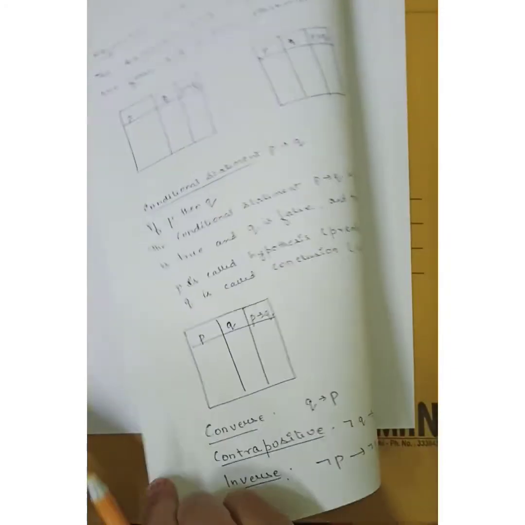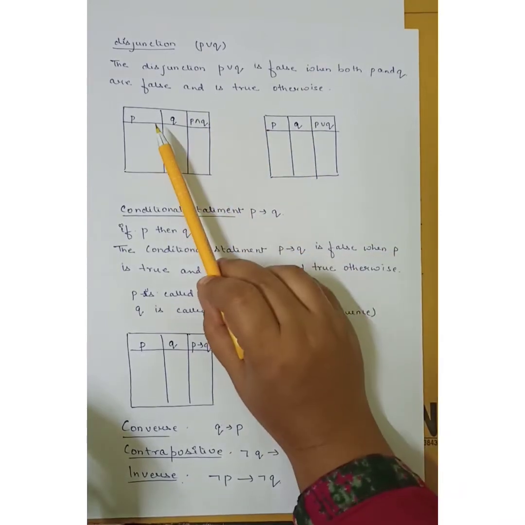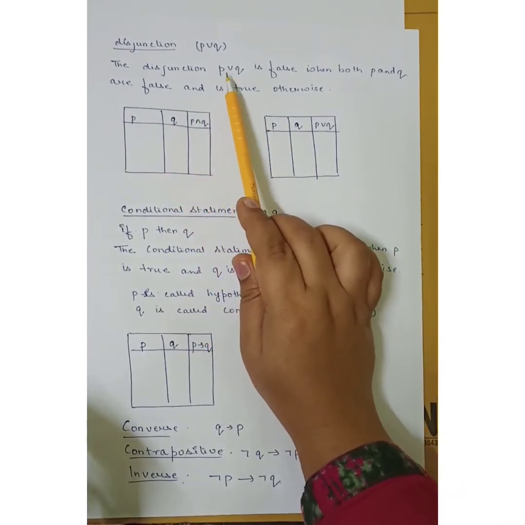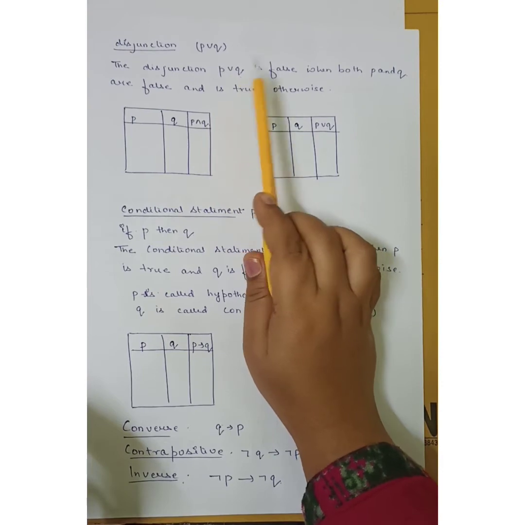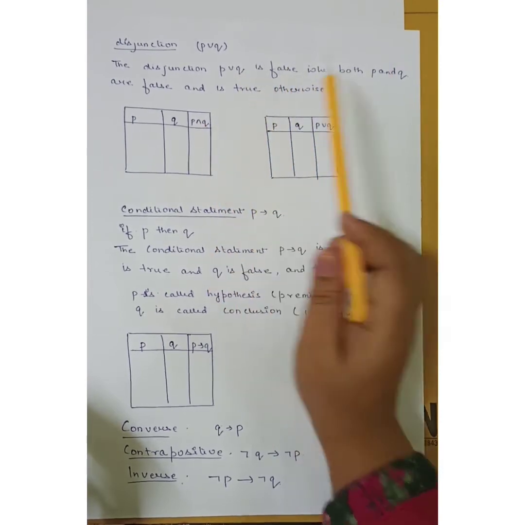The next topic which we have is disjunction. So what is disjunction? Disjunction is P or Q, denoted P ∨ Q. It is false when both P and Q are false and is true otherwise.